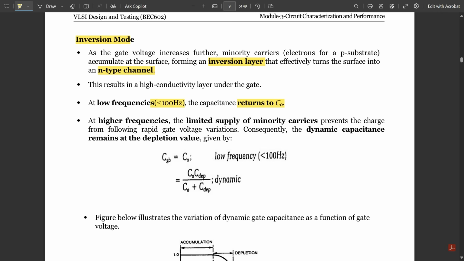Then we have at higher frequencies, the limited supply of minority carriers prevents the charge from following rapid gate voltage variations. Consequently, the dynamic capacitance remains at the depletion value. Here it is given by CGB equal to C oxide into C depletion divided by C oxide plus C depletion, in the depletion region at dynamic range.